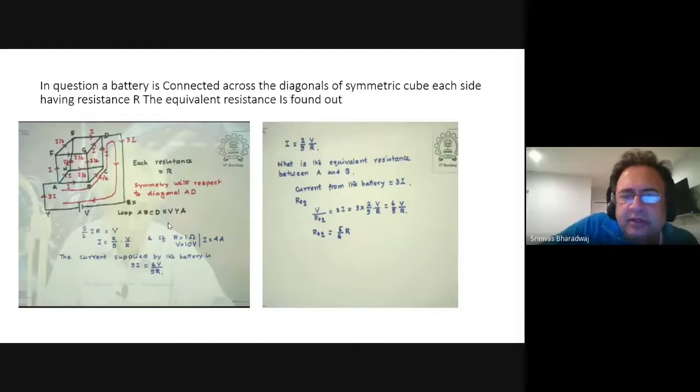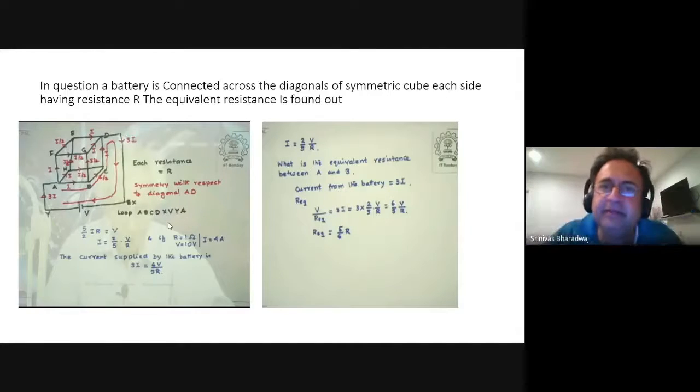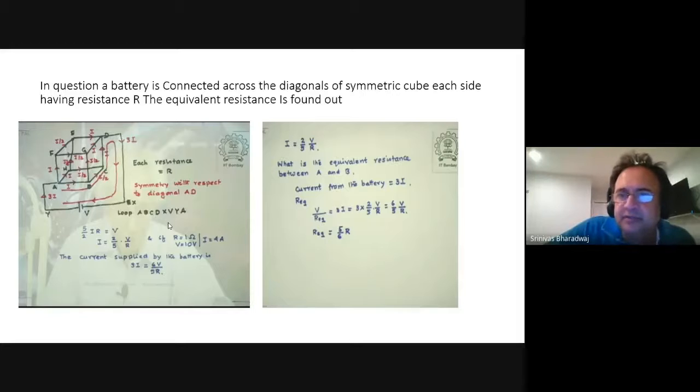Okay, so this question is a little trickier. Here he has a cube. When you face a problem like this, you have to use the symmetry in the problem. In a lot of these resistance problems, you must learn to use symmetry.